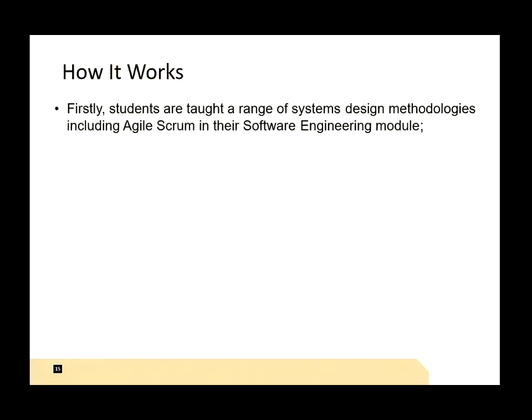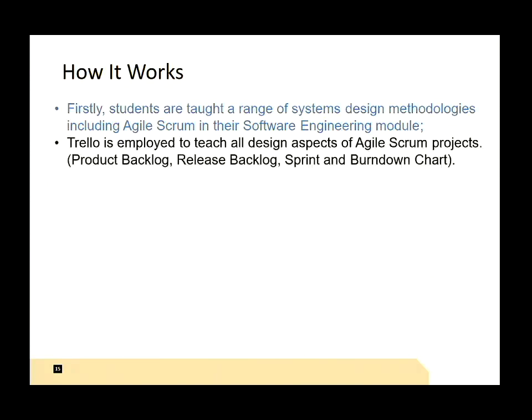So how it works, well, effectively students are taught a range of systems design methodologies at the beginning. It's all the traditional ones, including Scrum, in the software engineering module. Then we use Trello to teach all the design aspects of Agile Scrum and how to adapt the software to do that.